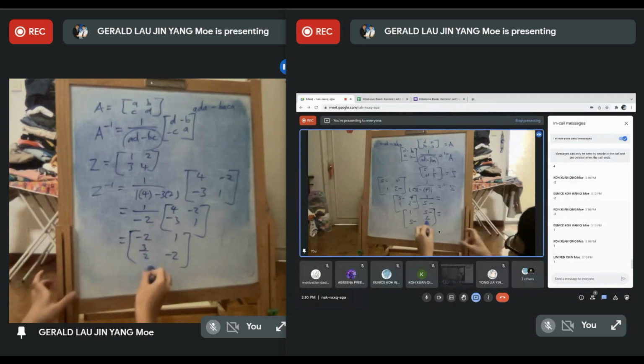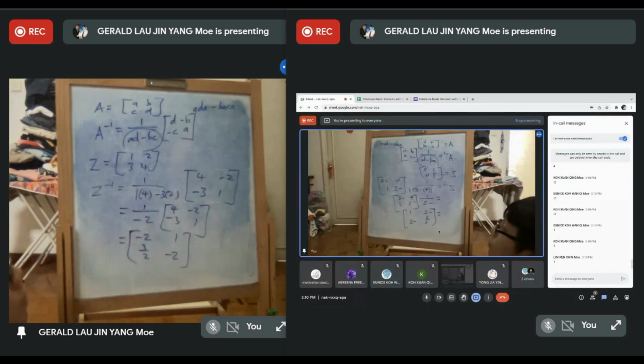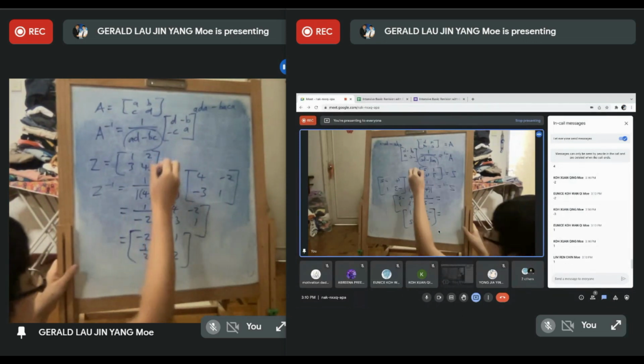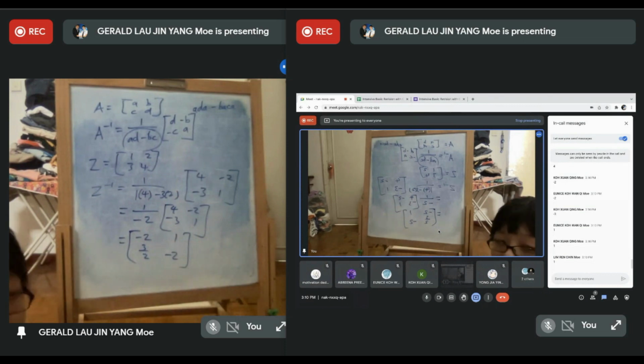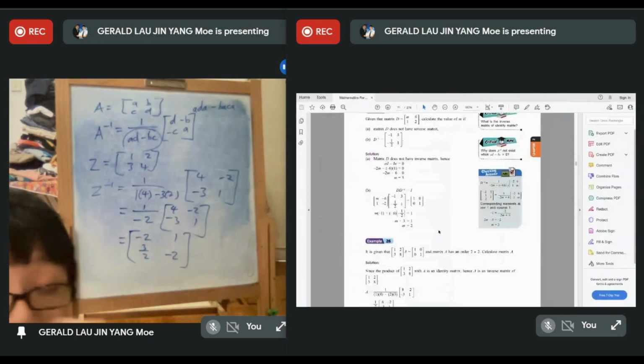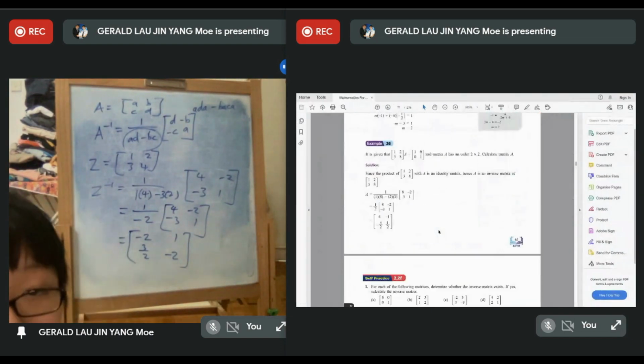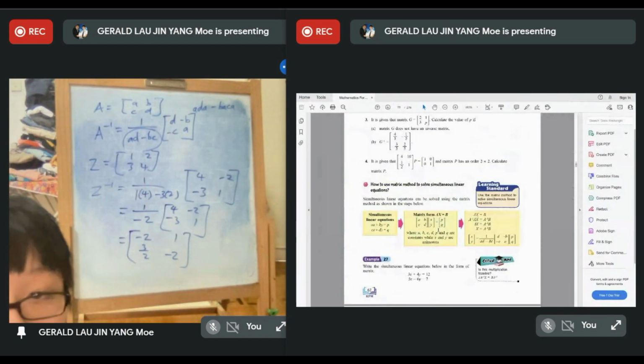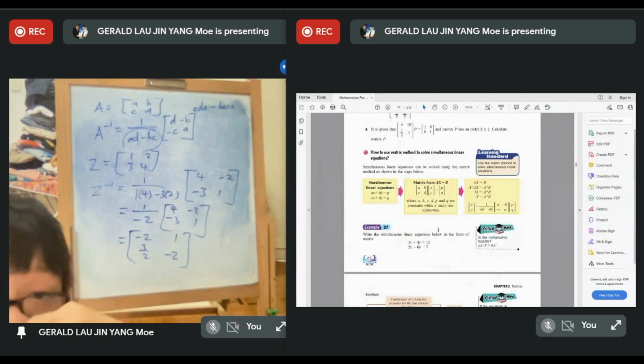Okay, so this is the inverse matrix of this. Understand? And then if this times this, you get identity matrix. Okay? Easy, right? Inverse matrix. So that's all for inverse matrix. Should be easy. You all do more practice, then you all know how to do already. Okay, now I think it's the final subtopic.